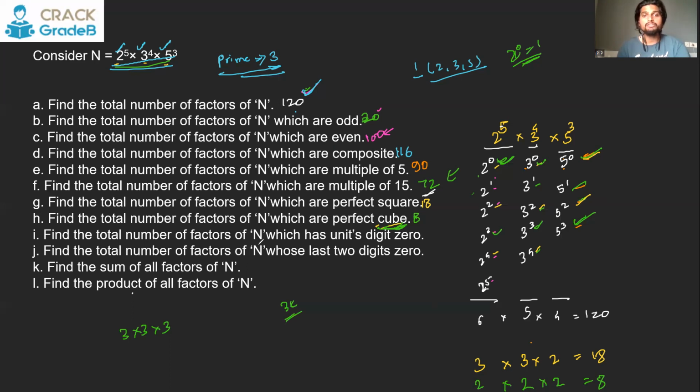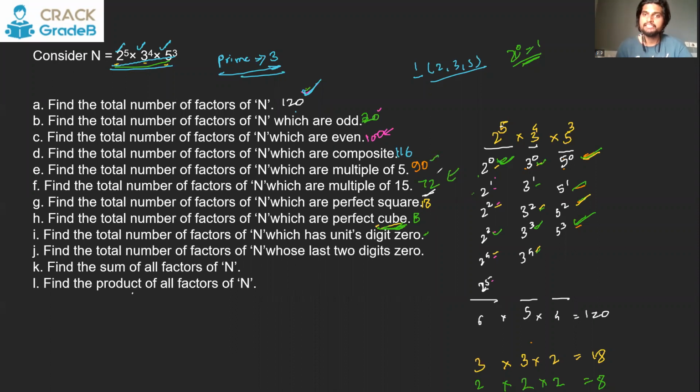Find the total number of factors of n which have unit digit 0. Unit digit 0 means what? When a number has unit digit 0, it is a multiple of 10. Whenever a number is a multiple of 10, it will have unit digit 0. So that means we are looking for numbers which are multiples of 10.